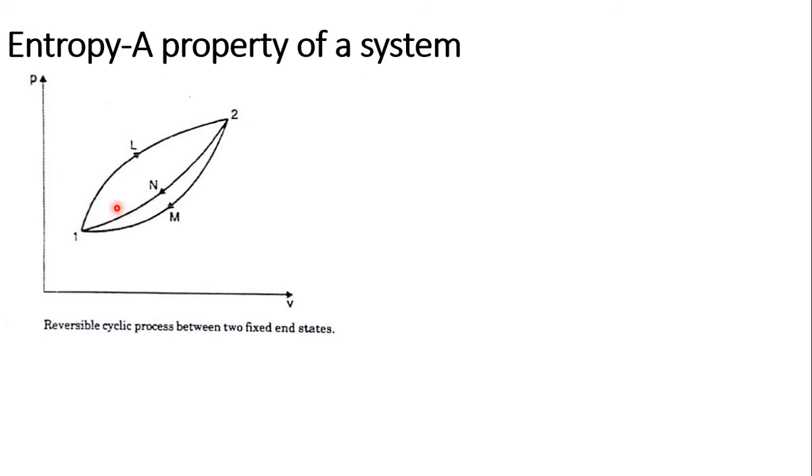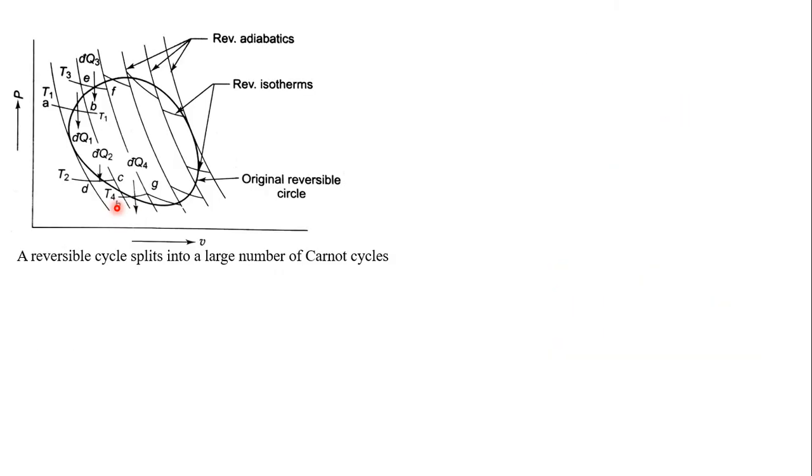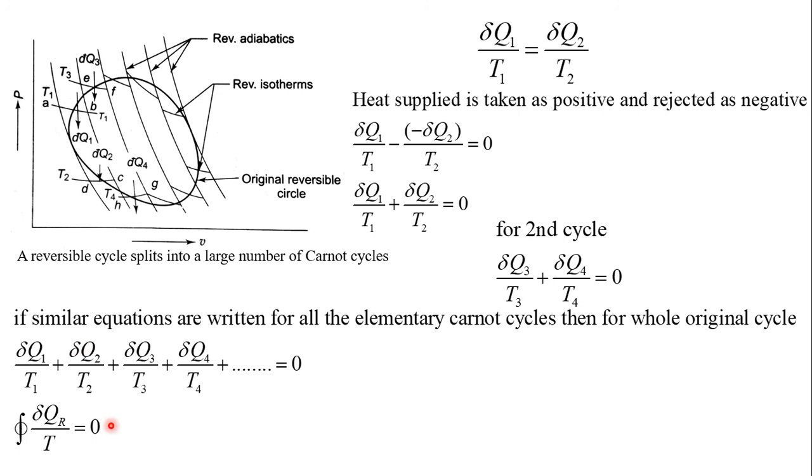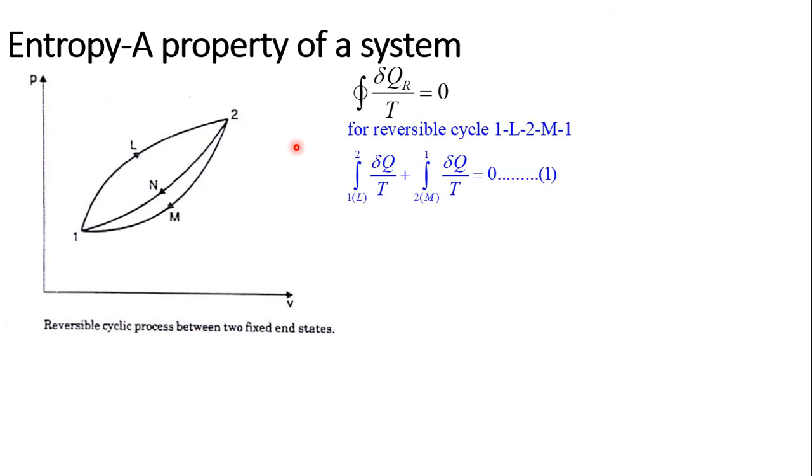So just now we have seen the Clausius theorem equation: cyclic integral of del QR by T is 0. The same we have to use over here. Cyclic integral of del QR by T is 0. Now for reversible cycle 1 L 2 M 1, we are considering the outer cycle first. So 1 L 2 M 1. For this outer cycle, what can you write?